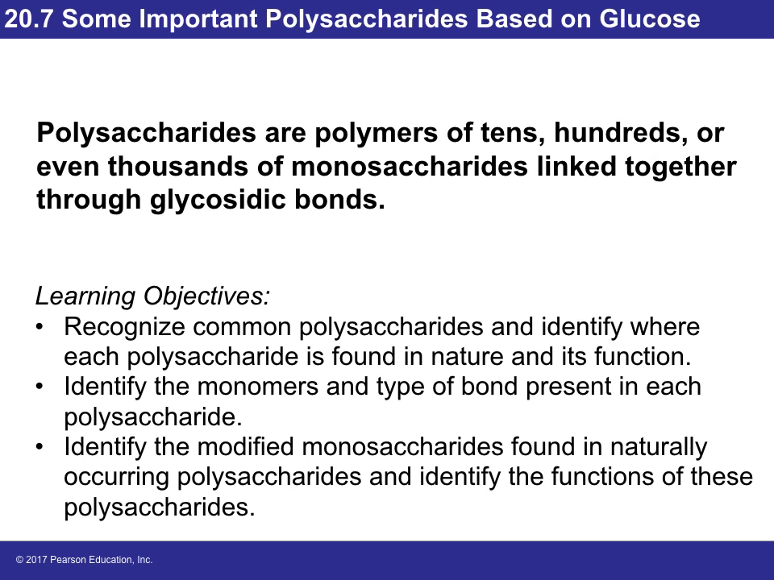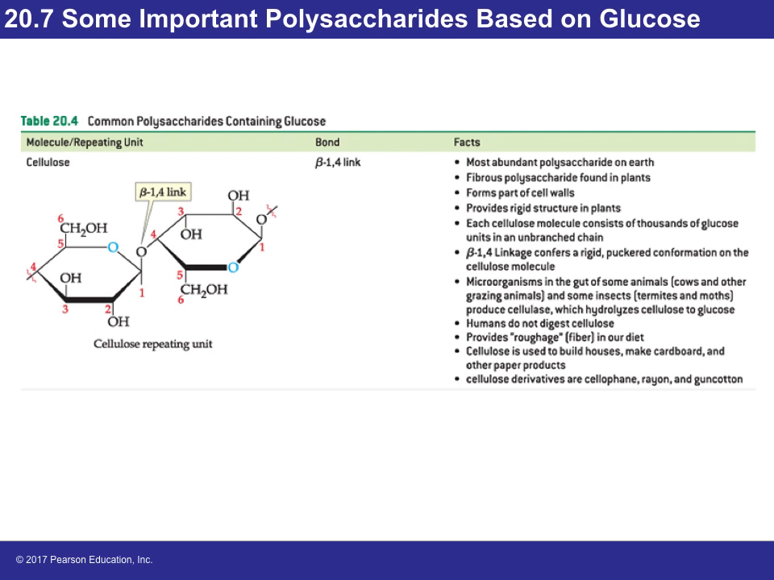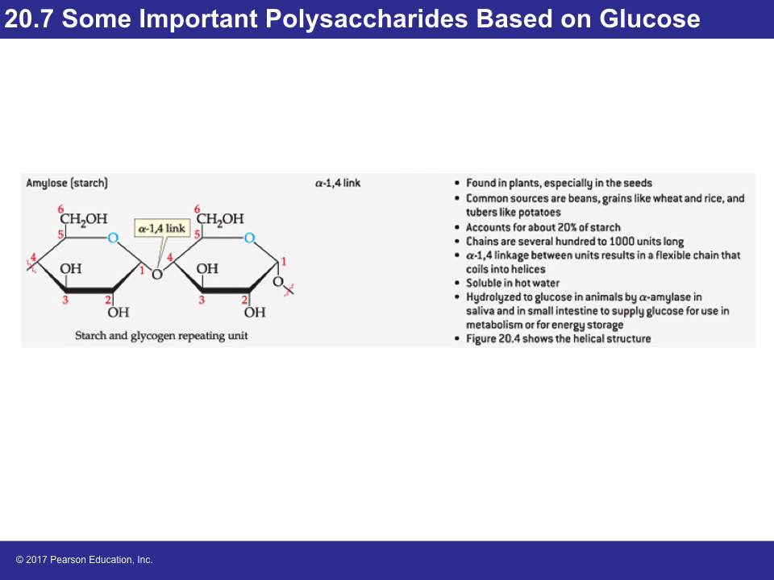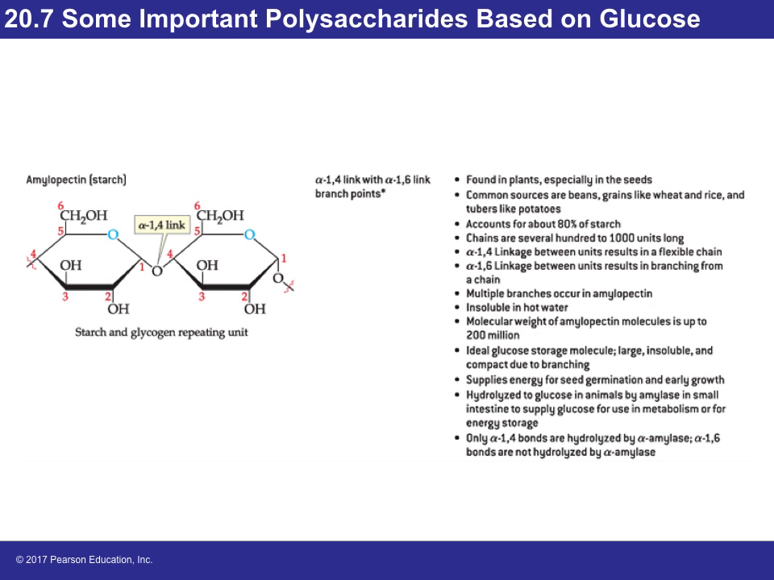So be able to recognize the common one, identify where they are found in nature, their function, and also the monomer and type of bond that is present. Again, just talking about the glycosidic bond. Those are examples, I'll let you read them. We're looking at the one that contains glucose. This is here cellulose that you find mostly in plants for their structure. Amylose or starch, or amylopectin, which is also starch.